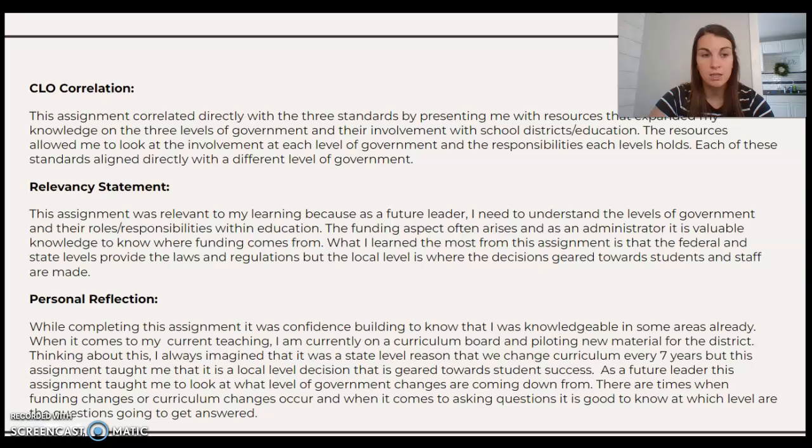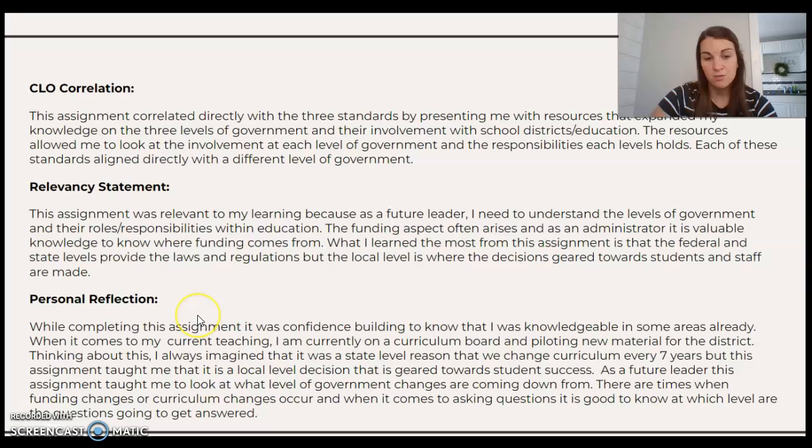My relevancy statement. This assignment was relevant to my learning because as a future leader, I need to understand the levels of government and their roles, responsibilities within education. The funding aspect often arises, and as an administrator, it is valuable knowledge to know where funding comes from. What I learned the most from this assignment is that the federal and state levels provide the laws and regulations, but the local level is where the decisions geared towards students and staff are made.